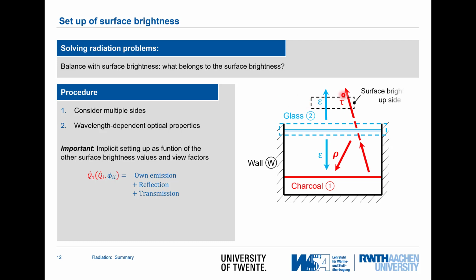So the upper surface brightness, or the surface brightness of the upside, contains own emission and transmission from the charcoal. The lower side contains emission from the glass plus reflected radiation from the charcoal. So keep this in mind, and the method of choice would be as done here: sketch the problem, draw the control volume, and put everything in that's needed.